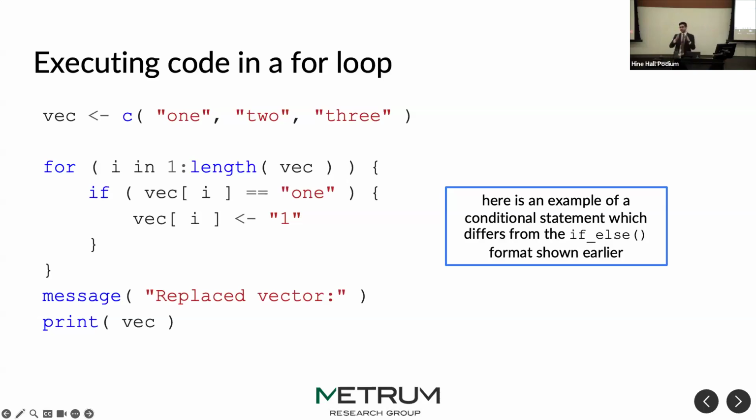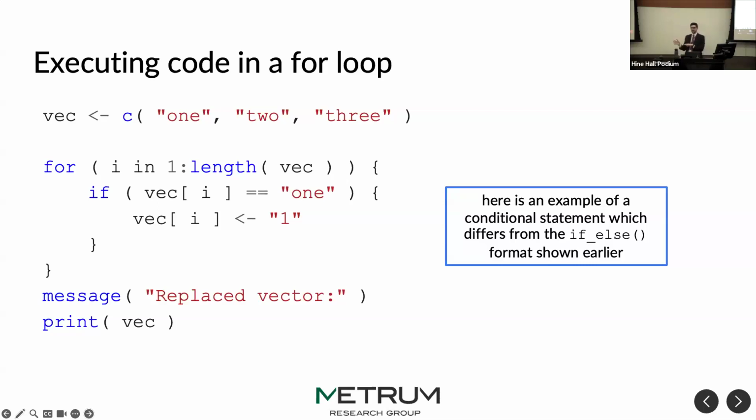The length of vector is 3. There are 3 items in vector. Within each iteration, it's going to check, is the element I of the vector equal to 1 in words? If it is, replace 1 character with the number 1. And then it's done. Go out of the loop, it's message, replace vector, print.